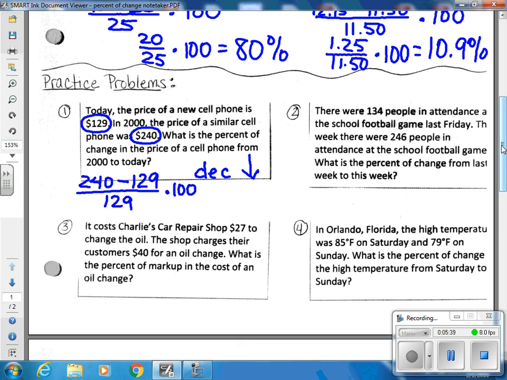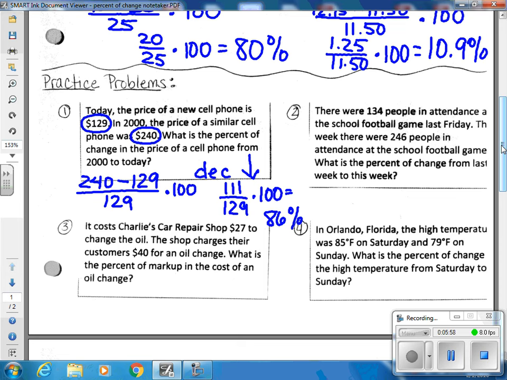All right, so 240 minus 129 is 111. We're going to divide that by 240 and hit times 100. So our final answer to number 1 in the practice problems is going to come out being 46%. Right, so it's a 46% decrease in the price of that cell phone.